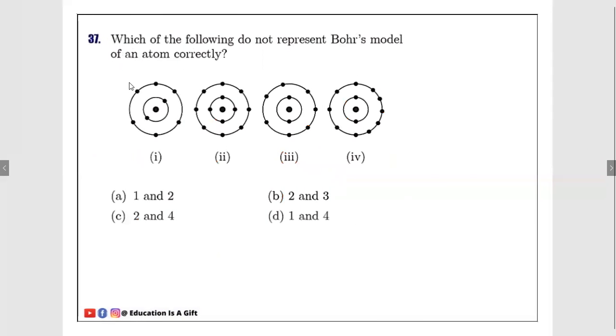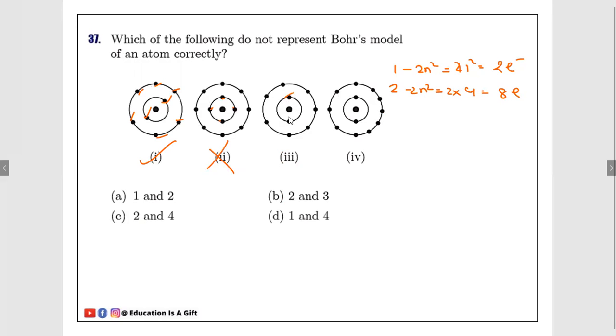Which of the following do not represent Bohr's model? According to Bohr's model, there should be a number of electrons, right? In the first orbit, 2n square, that is 2 into 1 square, that is 2 into 1, so 2 electrons in the first orbit. In the second orbit, 2 into n square, that is 2 into 2 square is 4, that is equal to 8 electrons. If you observe 1, 2 in the first orbit, 1, 2, 3, 4, 5, 6 in the second, okay, 8 or less than 8. That is correct. And if you observe 1, 2, 3, 4 in the first orbit, obviously it is wrong.